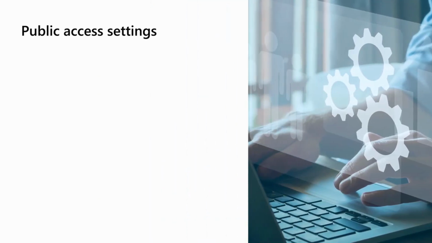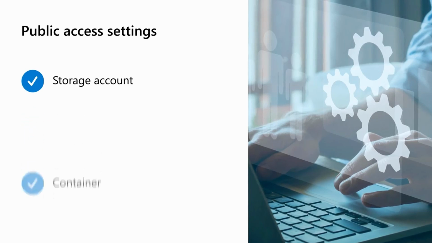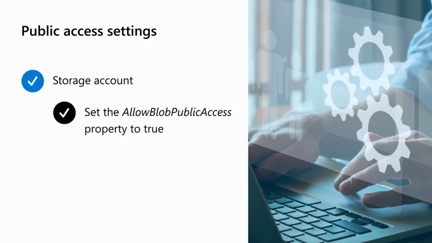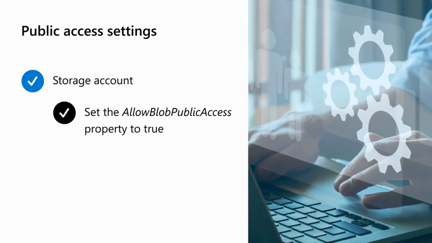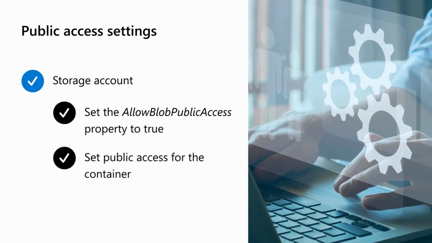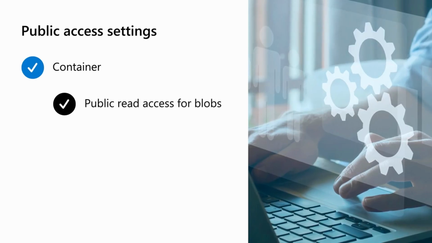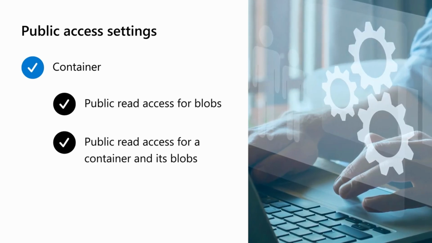Two settings affect public access: the storage account and the container. Configure the storage account to allow public access by setting the Allow Blob Public Access property to True. Note that you must also set public access for the container. A container has 2 possible settings for public access: public read access for blobs, or public read access for a container and its blobs.